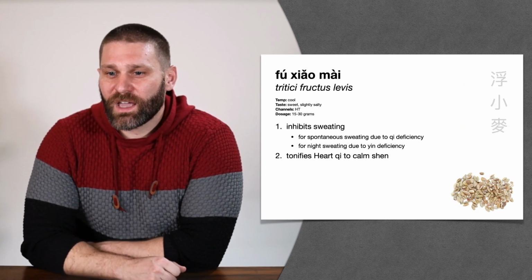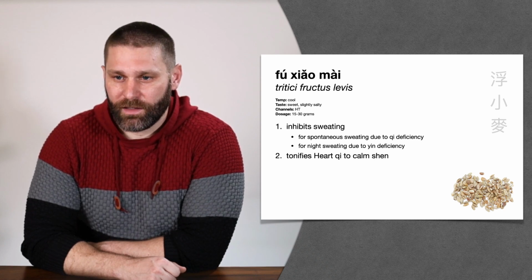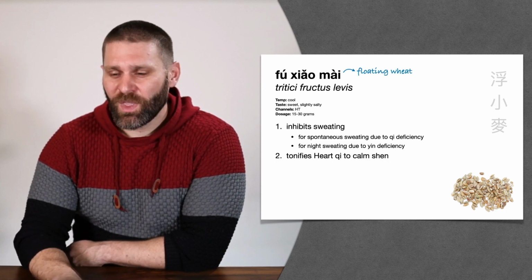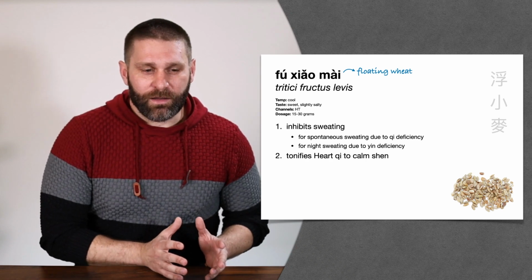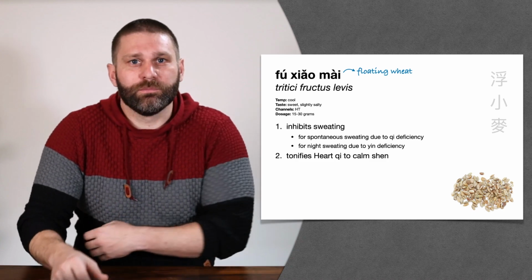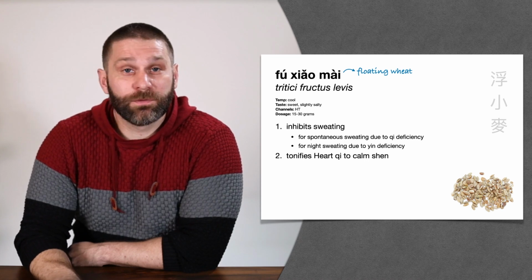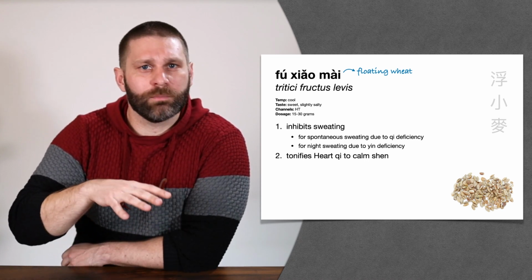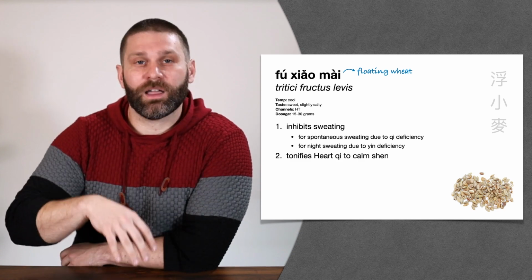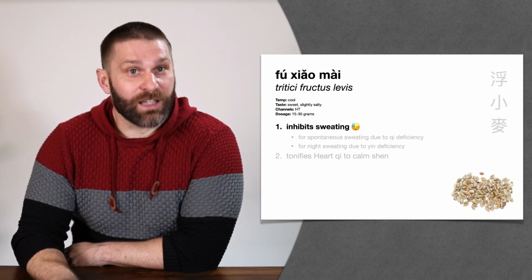Next is Fuxiaomai, Triticum fructus levis. This is floating wheat. So you may remember back in the food stagnation category, we learned maya, which is like a sprouted grain. Here we have Fuxiaomai. This is floating wheat, so it's wheat berries, but you put it in water, some of that wheat sinks to the bottom, some of it floats to the top. This is the floating variety. And so Fuxiaomai, its main action is stopping sweating.